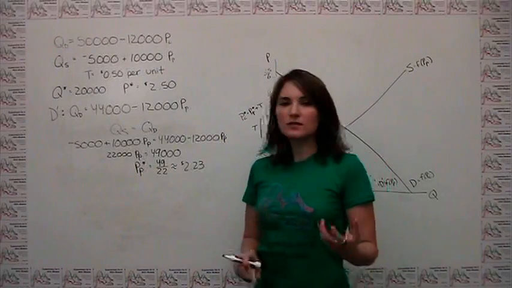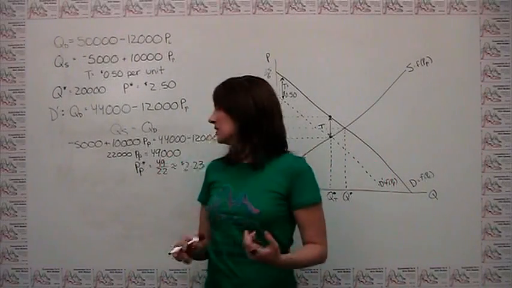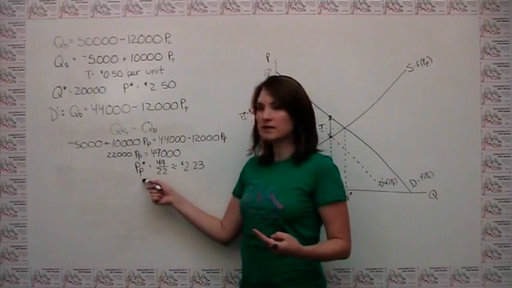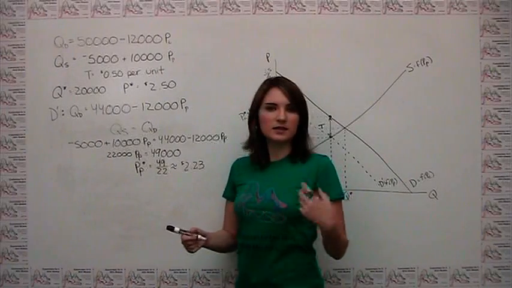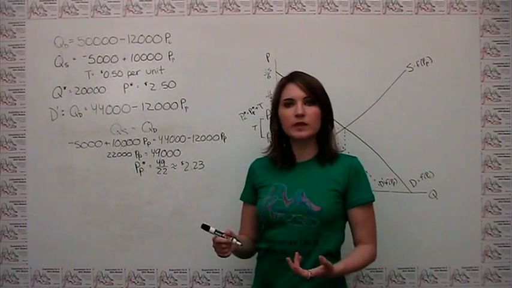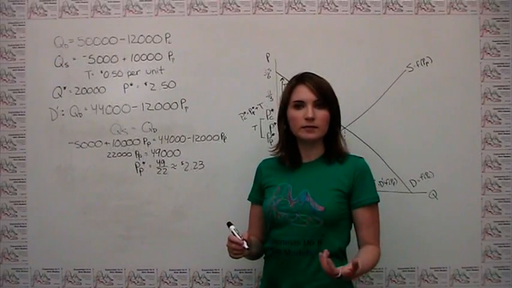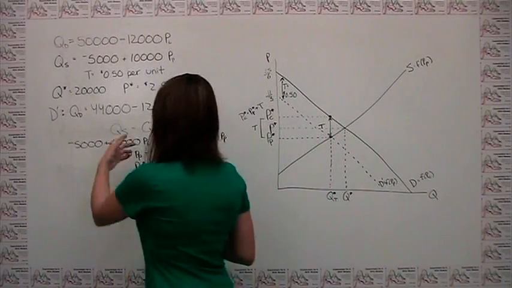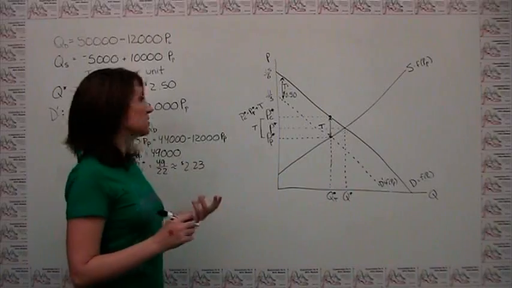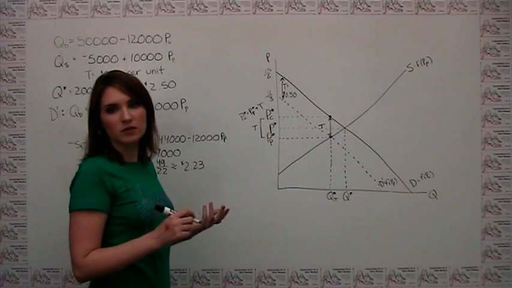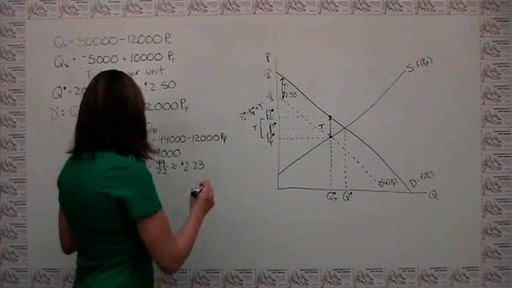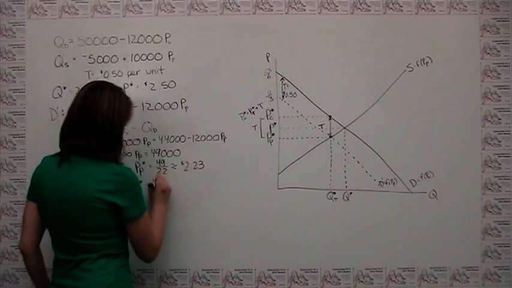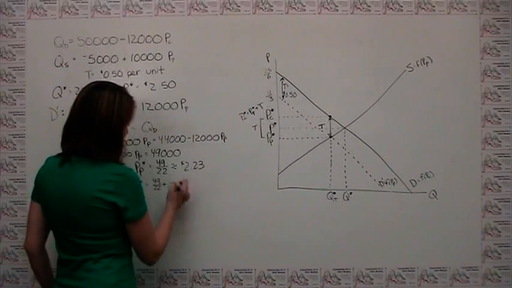Okay, so that gives us one of our quantities. We can say when we have a tax, we're interested in three different numbers. We're interested in the equilibrium price that the producer gets to keep. We're interested in the equilibrium price that the consumer pays. And we're interested in the equilibrium quantity. In this case, the price that the consumer pays is easy because we just have the relationship that the price that the consumer pays is equal to the price that the producer gets to keep plus the amount of the tax.